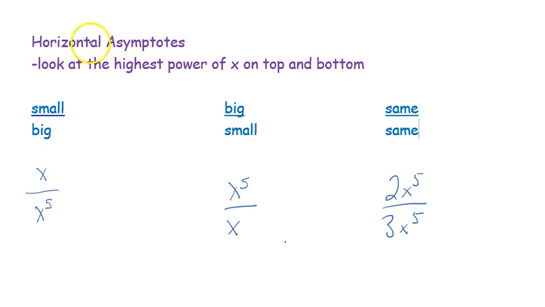Okay, the last thing that we're going to look at are horizontal asymptotes. So these are horizontal lines that the graph gets close to.